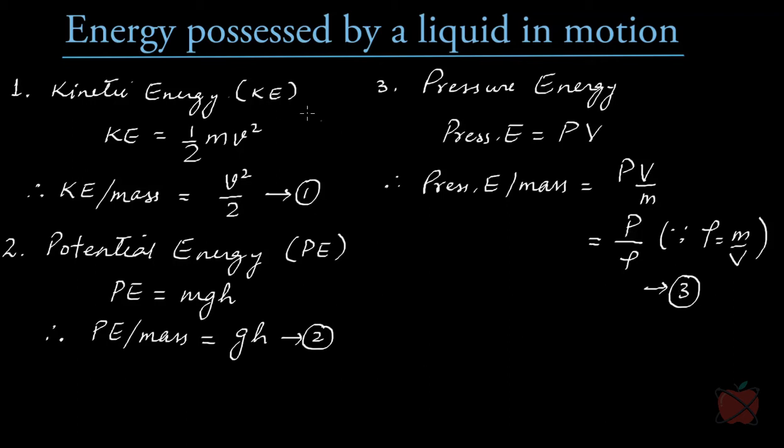Kinetic energy is the energy possessed by the liquid because it is moving, it is in motion. Potential energy is the energy possessed because the pipe, let's say, through which the liquid is flowing is at some height above the ground. And pressure energy: we know that whenever water flows through a pipe, there is pressure inside. So how do we know that? Suppose you have a pipe, I think you have seen this many times, right?